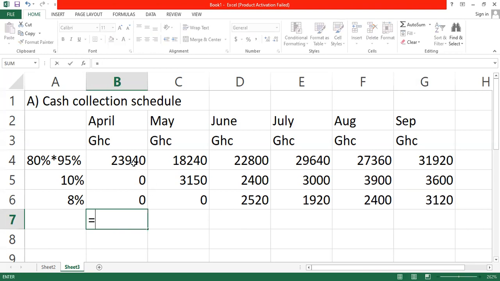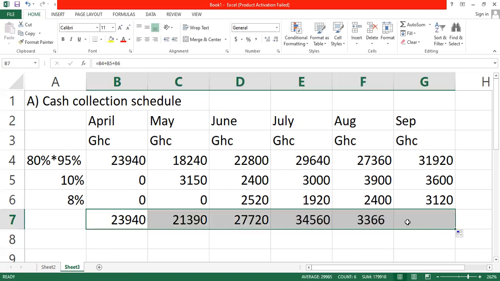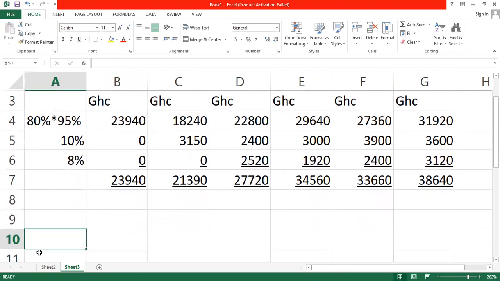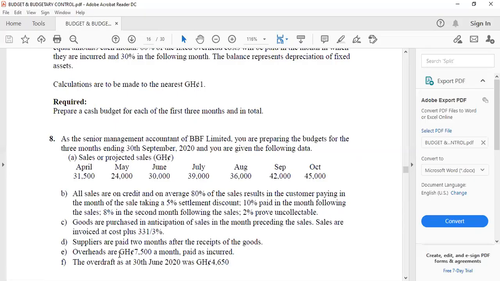So let's add all of them up. So what is it? Okay. Are we okay with this side? Yeah. Okay. Can we go to the second part? The cash budget is always about this collection and those kind of things. Are you okay? All right. Let's go to the second part.